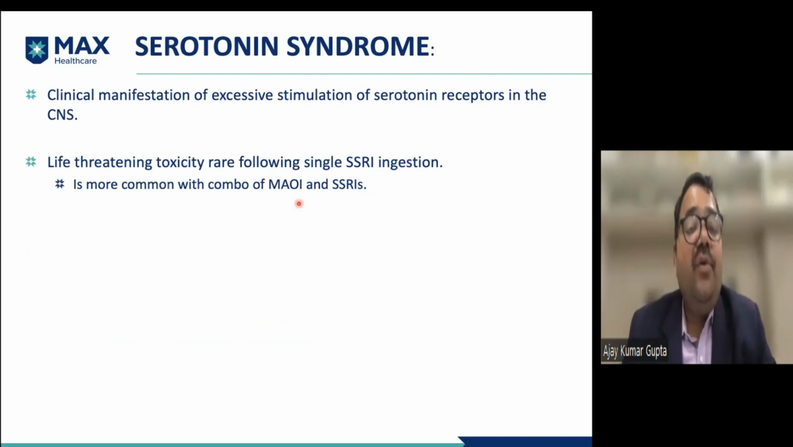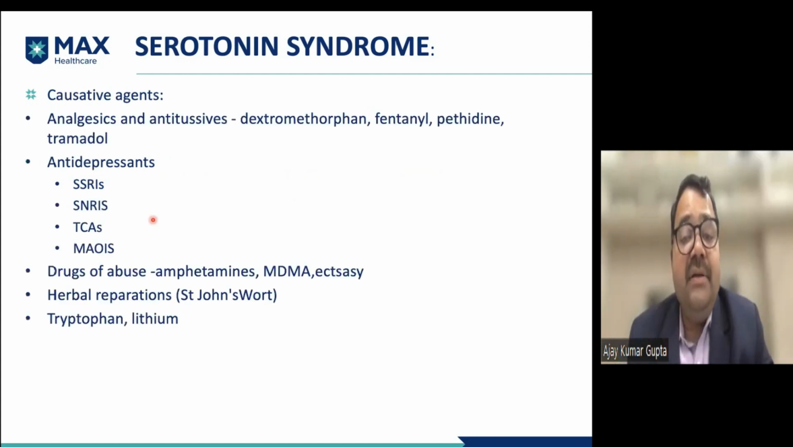Now we come to the serotonin syndrome. Serotonin syndrome is the classical manifestation of excessive stimulation of the serotonin receptors in the CNS. This is a life-threatening toxicity, and it rarely follows a single SSRI ingestion. It is more common with a combination of SSRIs with MAO inhibitors.